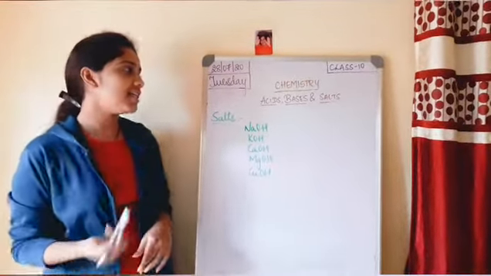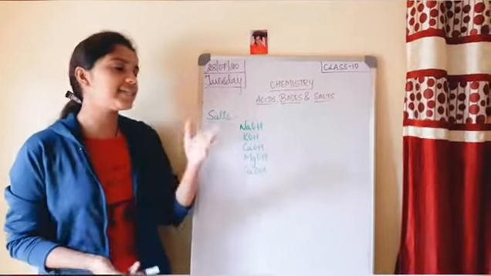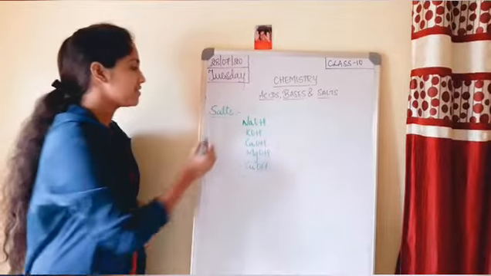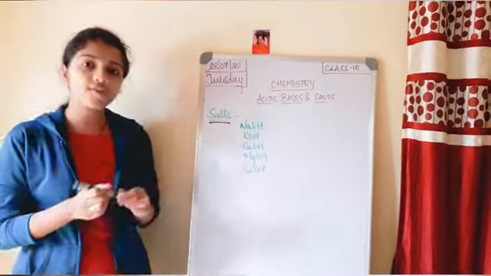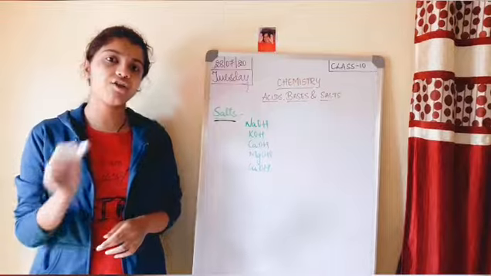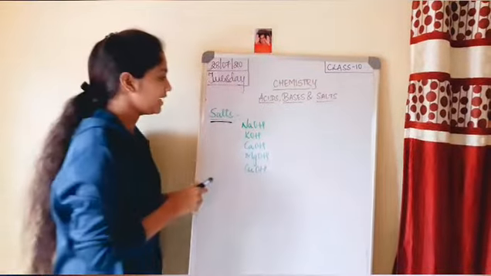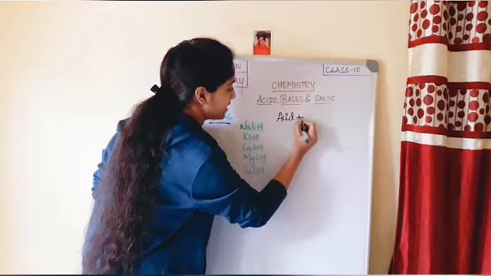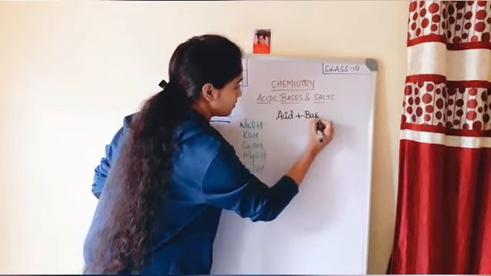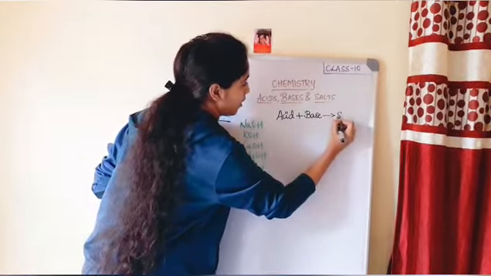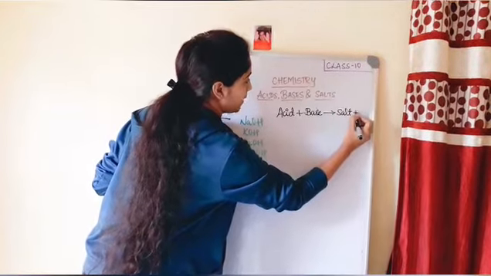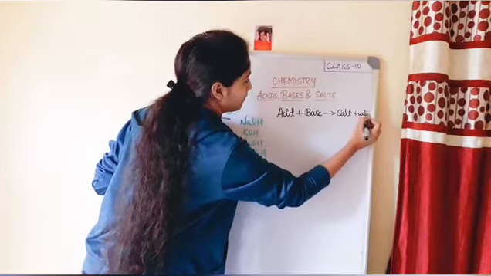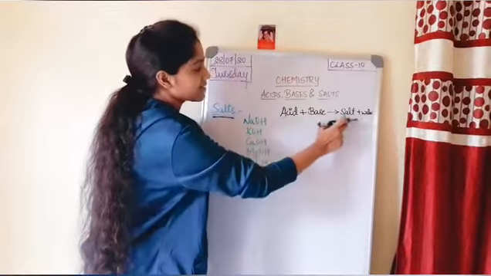Today we are going to learn the remaining concepts of acids, bases and salts, that is salts. So salts are obtained by the reaction of acids with bases, that is acid plus base gives salt plus water.